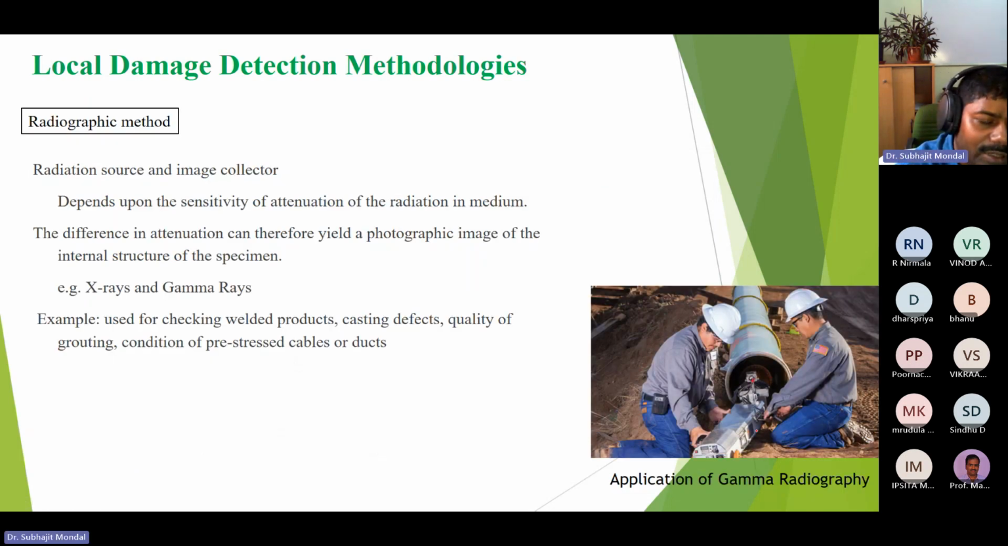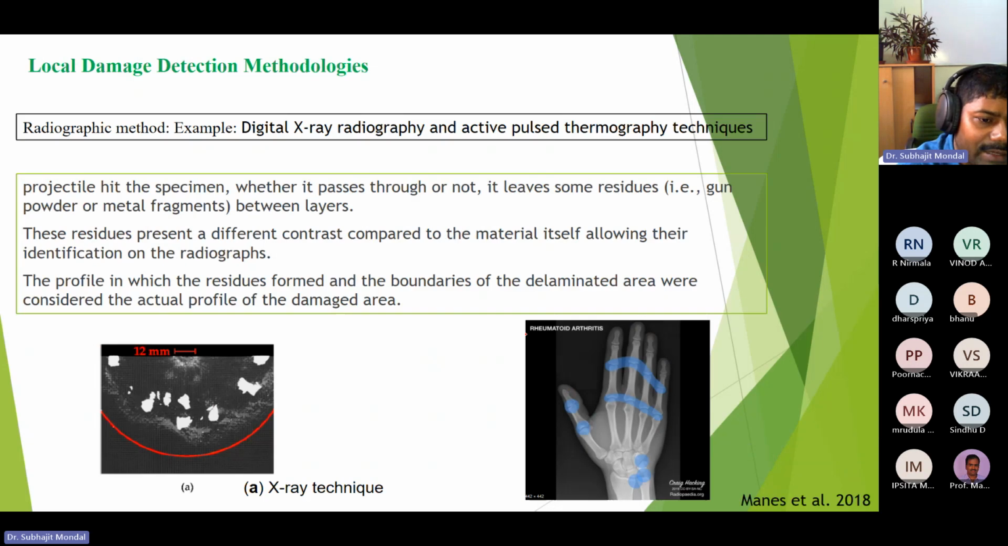Another is the radiographic method. The radiographic method has been implemented to detect damage in pipe-like structures, gas pipelines, or other pipelines. You can see the implementation of radiography in real life here. Another is X-ray and gamma ray, but this has not been used in civil engineering problems in a huge manner. It is used for the human body, but it can also be implemented in civil engineering structures on a smaller scale.